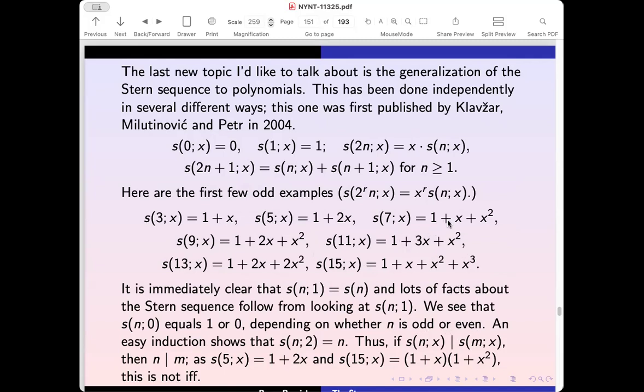If you put x equals 2, it turns out that s of n at 2 is n, which proves that these are all different. And also that if s of n divides s of m as a polynomial with integer coefficients, then n has to divide m. You notice s3 divides s9 and s15, but s5 does not divide s15. This is not an if and only if statement.